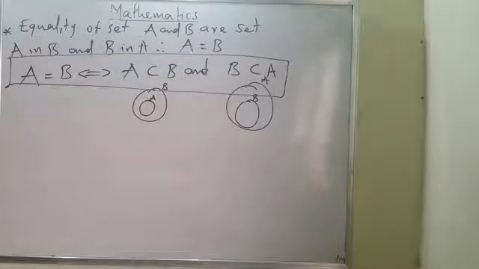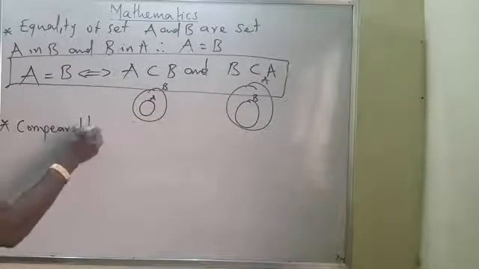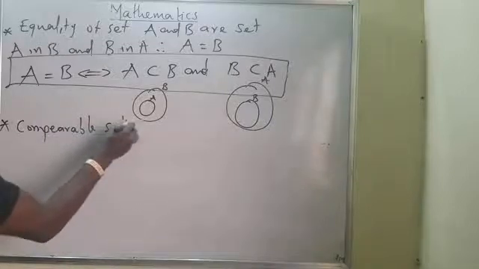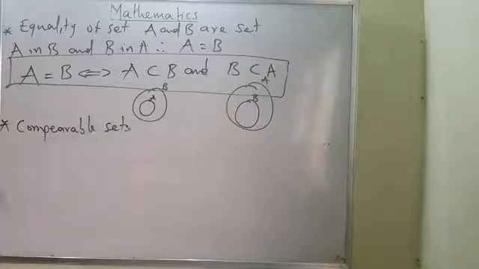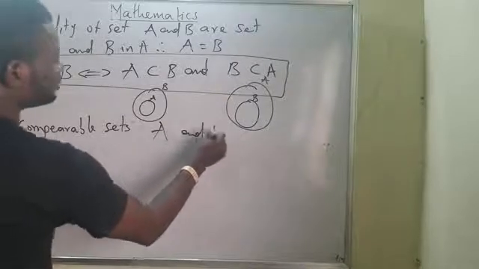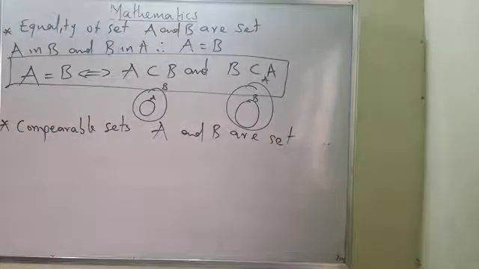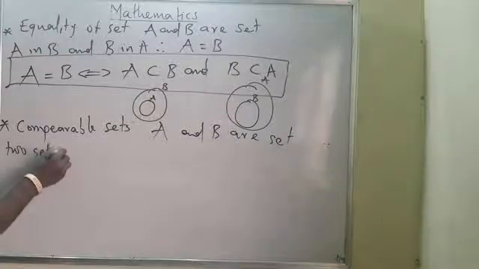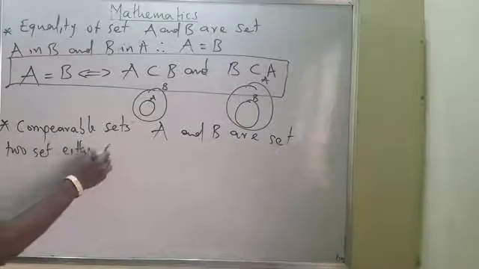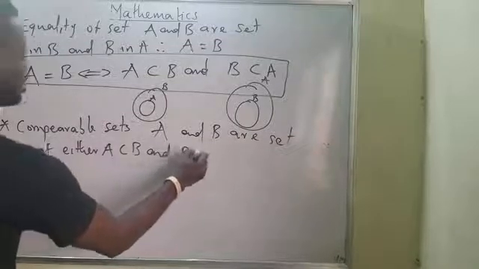Now, let me quickly explain the next one. Let me explain what is called comparable sets. Comparable sets means we are talking about sets A and B. There must be sets. Take note of that. A and B are two sets, either A is in B or B is in A.